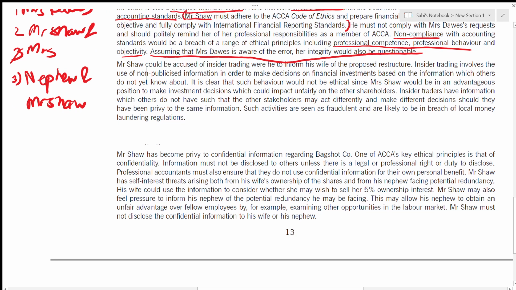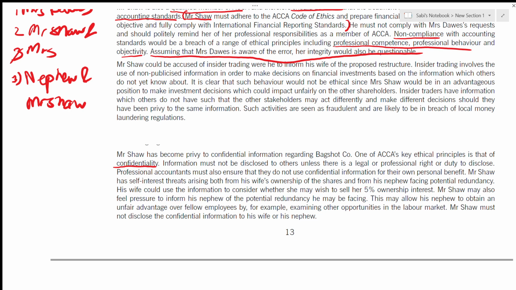Now the last paragraph. Mr. Shaw has been privy to confidential information regarding Backshot Company. One of the ACCA's key ethical principles is that of confidentiality. Now they are talking about confidentiality. Information must not be disclosed to others unless there is a legal or professional right or duty to disclose. Okay, that's the definition of confidentiality they are giving.